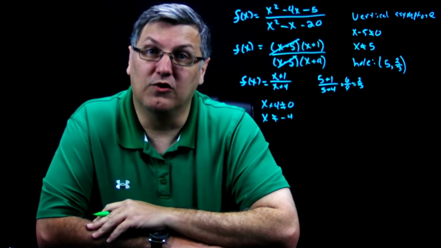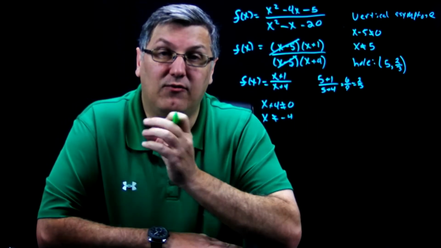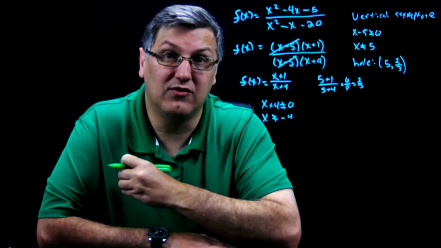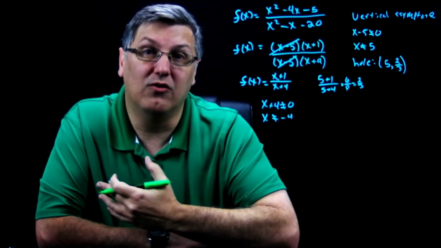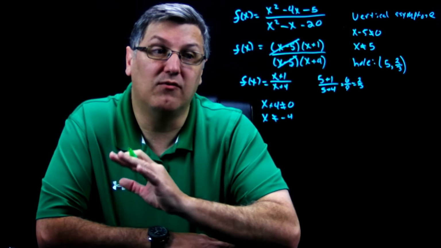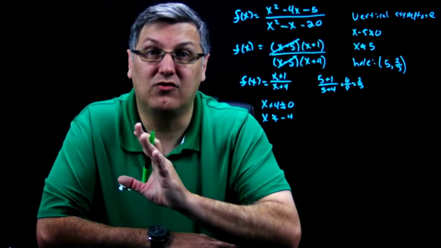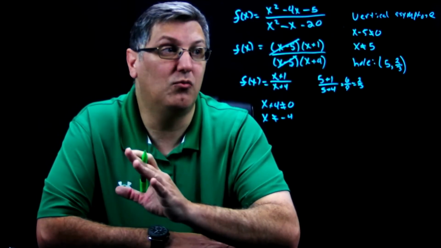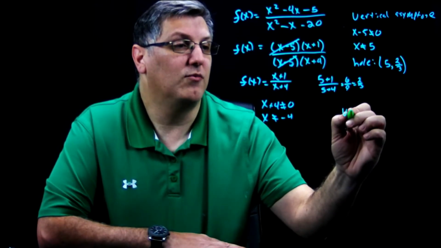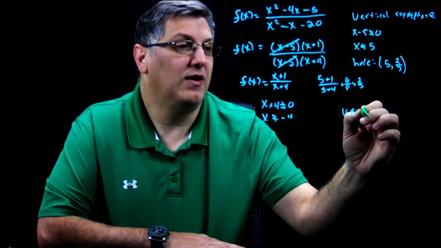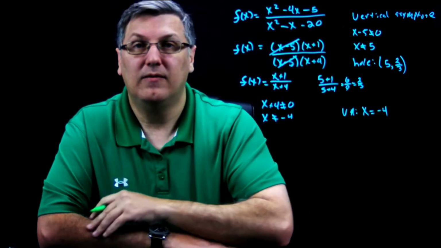That's a vertical asymptote. If you do not have a hole or a removable discontinuity, whatever makes your denominator equal to 0, that's going to be your vertical asymptote. Now it's a line, so it's going to be an equation of a line, x equals. So my vertical asymptote is going to be x equals negative 4.